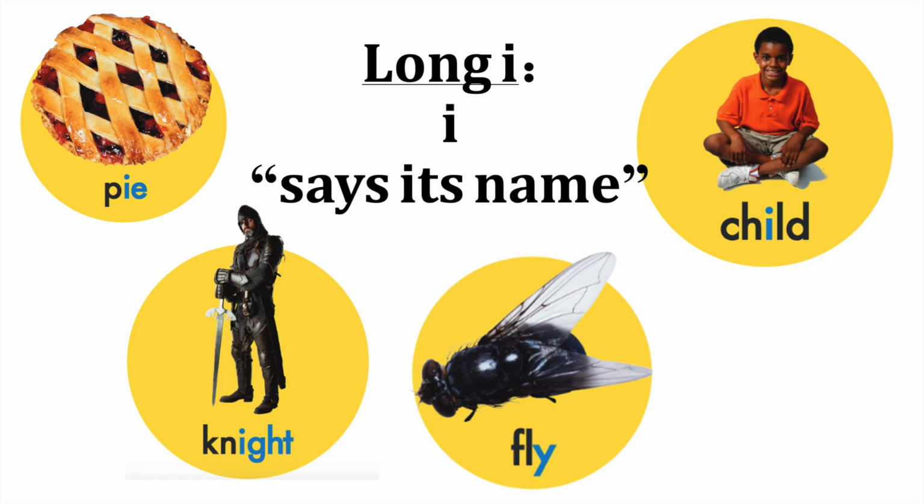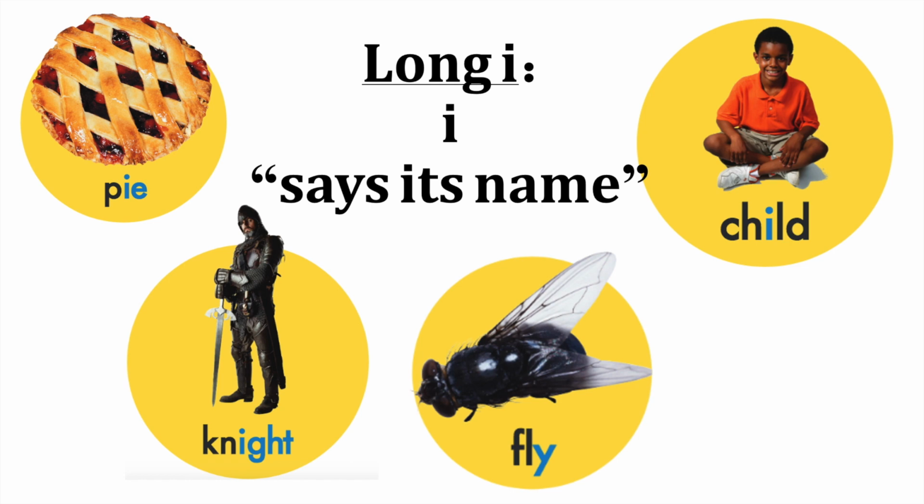Here we see a list of more words that have the long I. Look at this word right here. This is a picture of a pie. Pie has the long I sound, and the spelling would be I-E. Night has also the long I sound, and I see it spelled with I-G-H. Night.